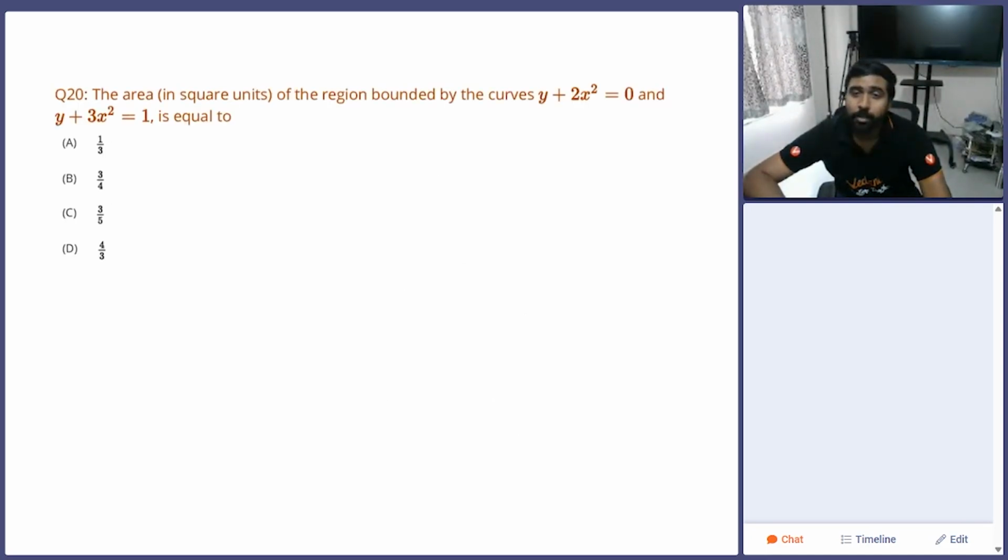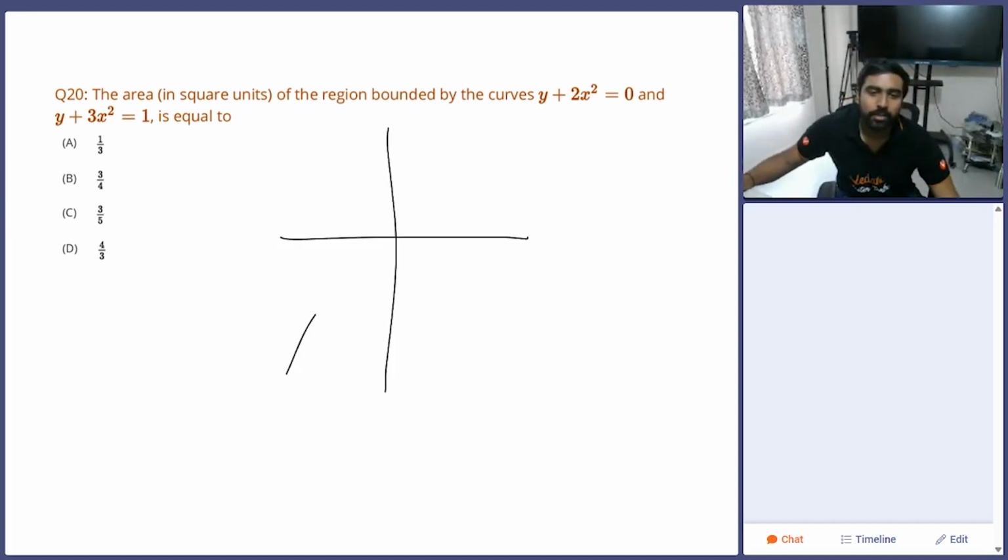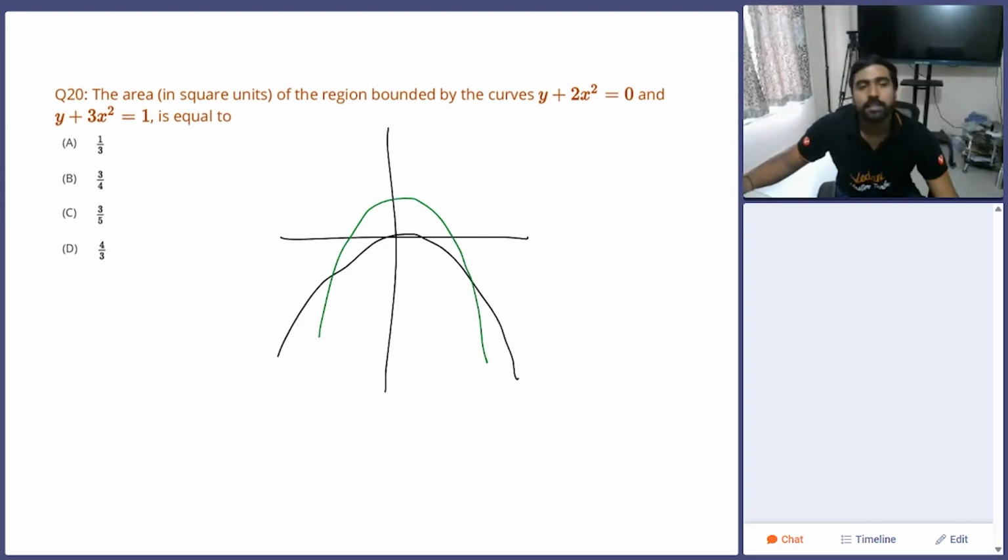Moving on, what do we have here? Area of the region bound by the curves. Very simple question. What are the curves? The curves are y equals minus 2x square. Then you have y equals minus 3x square plus 1. So minus 3x square plus 1 looks something like this. This is y equals minus 3x square plus 1 over here.